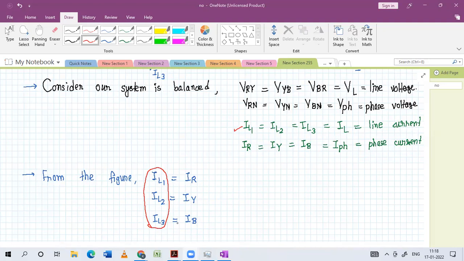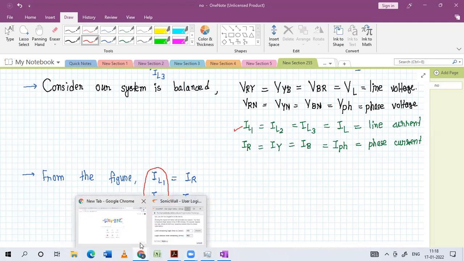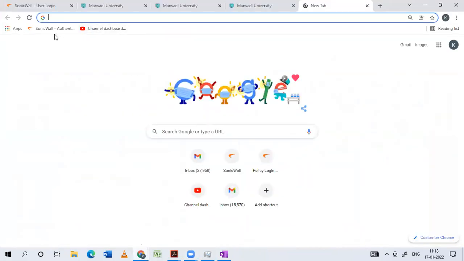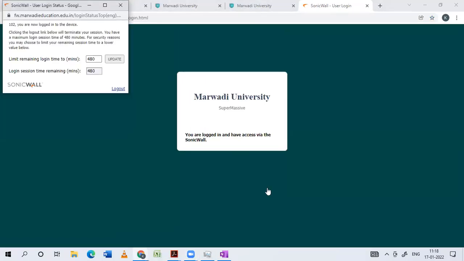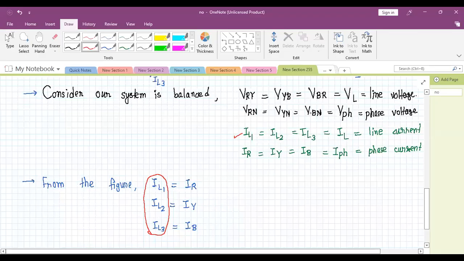One minute, Zoom is making some error. Okay, now are you able to see the page? The OneNote page, please give a reply.